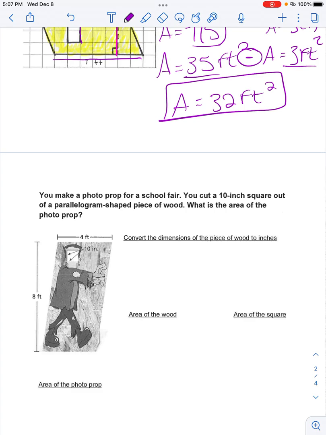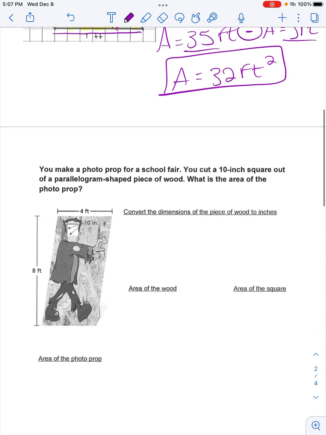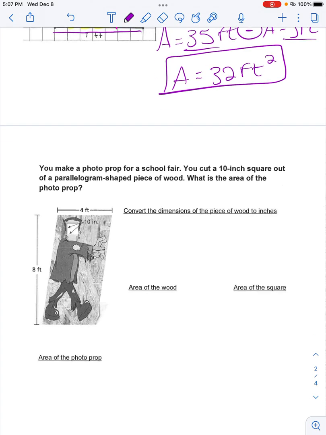Okay, keep going. Here's another picture. Again, it didn't get copied real well on your copy. You make a photo prop for a school fair. You cut a 10-inch square out of a parallelogram shaped piece of wood. What is the area of the photo prop?